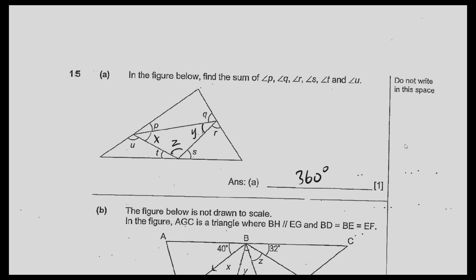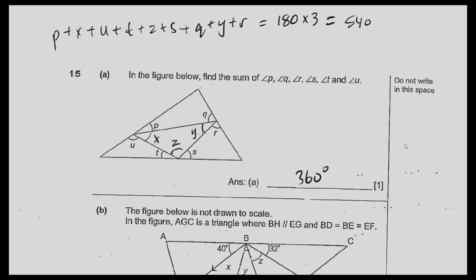So we see that P plus X plus U plus T plus S plus Q plus Y plus R plus Z is all equivalent to 180 times 3, because that's 3 straight lines, and 180 times 3 is 540 degrees. And we can also use the angles in a triangle property. X, Y, and Z are all angles in a triangle. So we know that X plus Y plus Z equals 180 degrees.